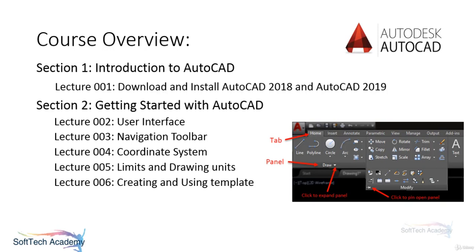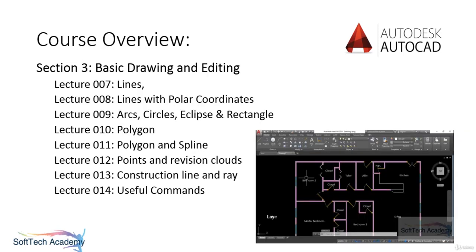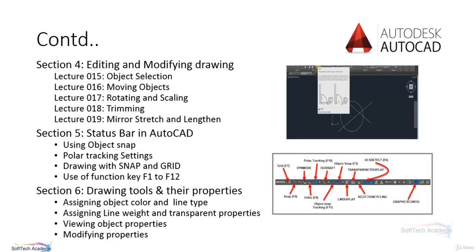You will download and install the 2018 and 2019 versions of AutoCAD. In section 2, we have getting started with Autodesk AutoCAD. So we have the user interface, navigation, toolbar, coordinate system, all the overview about the graphical user interface. Section 3 is basic drawing with the AutoCAD design tool and editing the design. We will have lines, polar coordinate systems, arcs, circles, ellipse, rectangle, polygon, and different useful commands in this section.